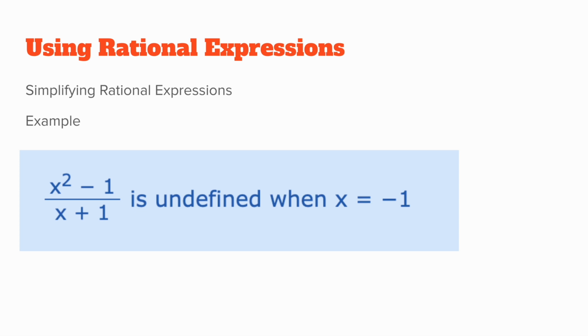Now we can factor x squared minus 1 into x minus 1 times x plus 1. So we get x minus 1 times x plus 1 over x plus 1. It is now tempting to cancel x plus 1 from top and bottom to produce x minus 1, whose domain now does include negative 1. But it is now a different function because it has a different domain.